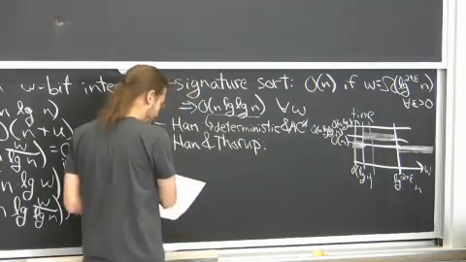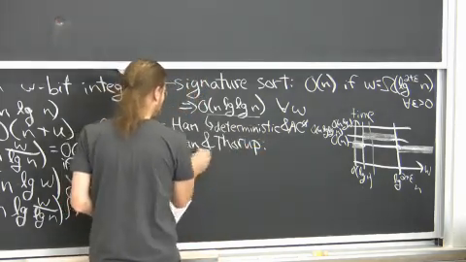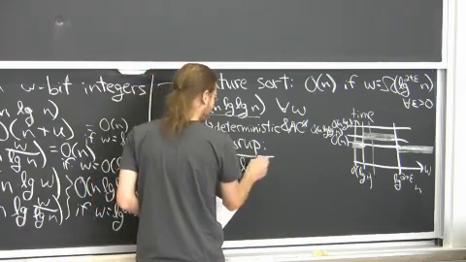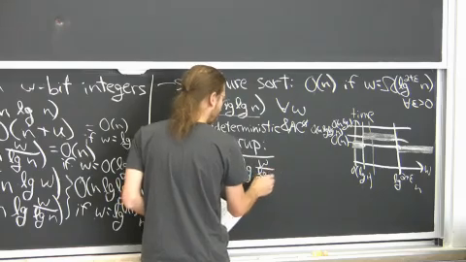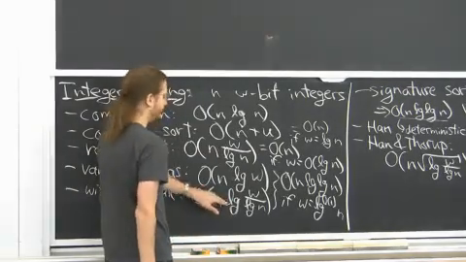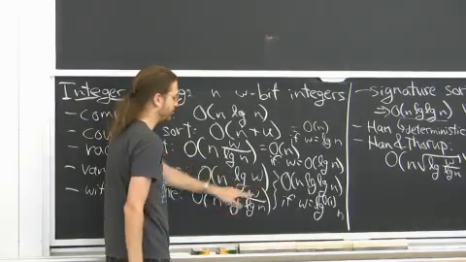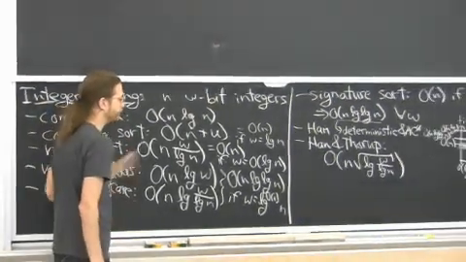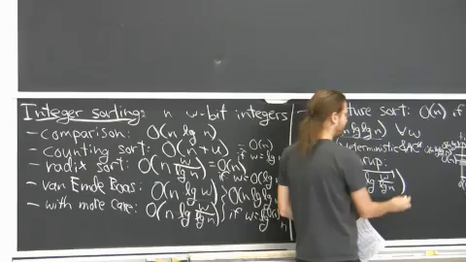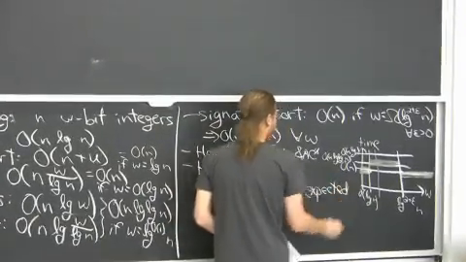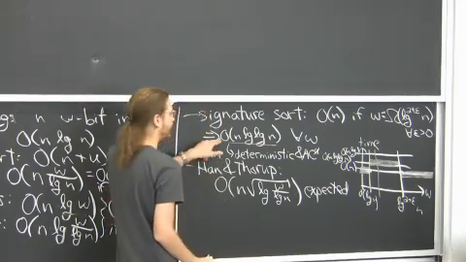is by Han and Thorup in 2002, so a while ago. They achieved n square root log w over log n, which is similar to this bound, just has an extra square root here. So it's a little bit better than van Emde Boas sort. It uses some clever tricks. It is randomized. So still the best deterministic bound is n log log n.